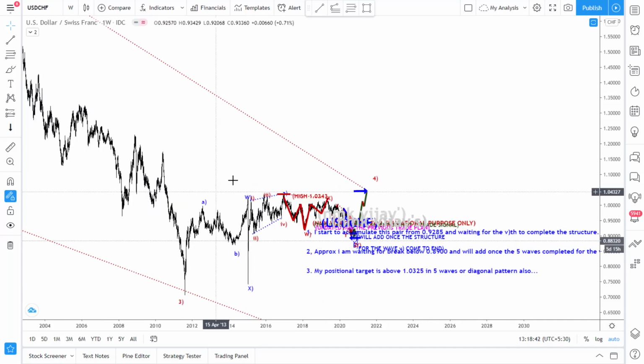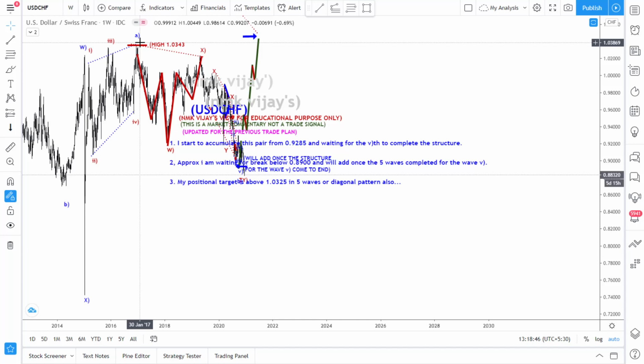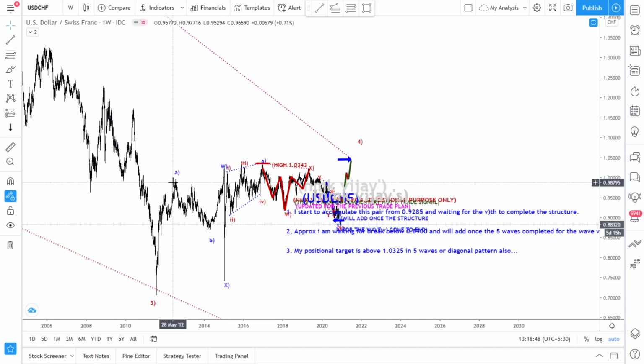Whether the whole thing is a triangle also, it won't break this high, because A, B, C is also A, and then we are in the B, next to C, D, E, and it won't break this high. So mind that that is an alternative count. I didn't explain it before, now I am explaining it here.